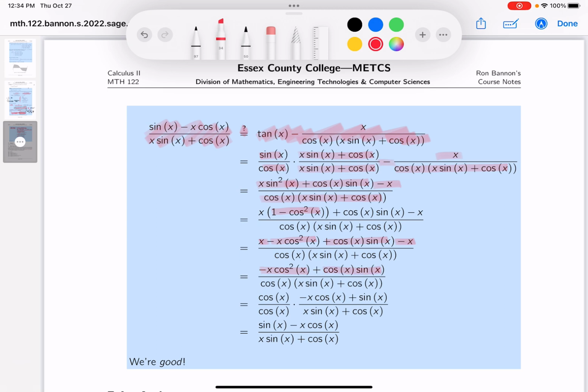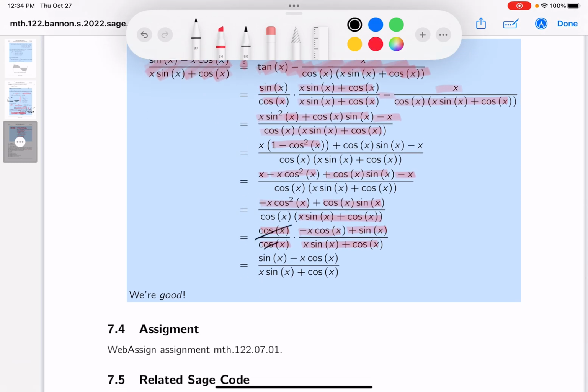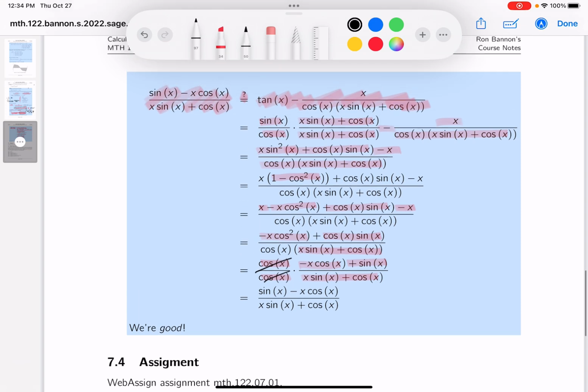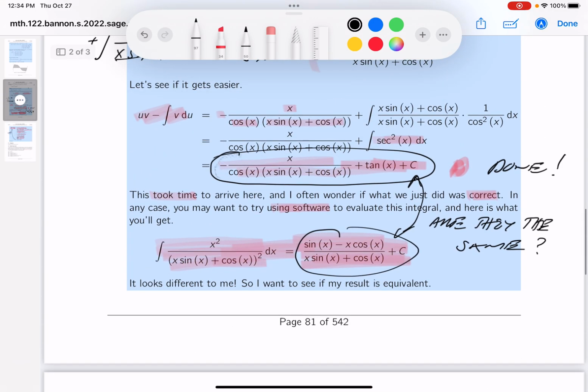Then what did I do? I factored out a cosine from the top and the bottom. What do you get over there? On the bottom, you get this. And when you factor out a cosine from the top, you get minus x cosine x plus sine x. Cosines are canceling off, at least conditionally they do. And we're left with sine x minus x cosine x over x sine x plus cosine x. They're the same thing. Same. So our work led to the correct answer.